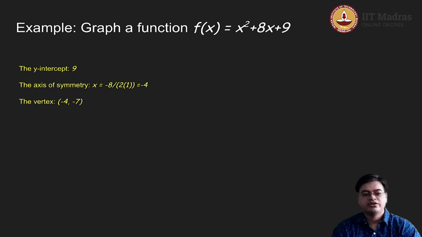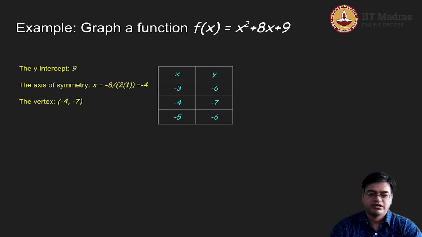I know that around the vertex I need to find the points. So based on this I will draw a table. Around minus 4 I have simply taken 3 points. The 4th point is already with me: 0 comma 9. So around the point minus 4 I have taken the values. Minus 3 fetches the value of minus 6 when you substitute in the function. Minus 4 gives minus 7, already known, and minus 5 gives minus 6. So I have 3 points and the point 0 comma 9.